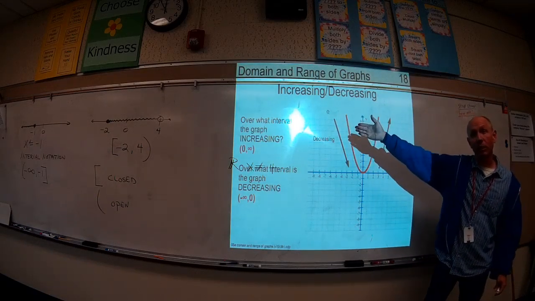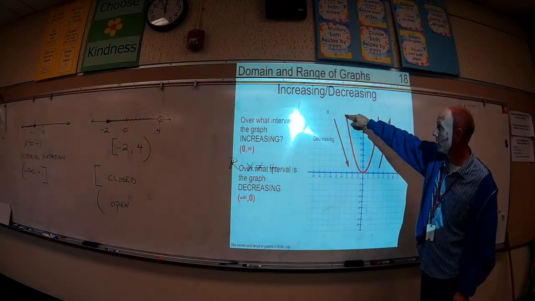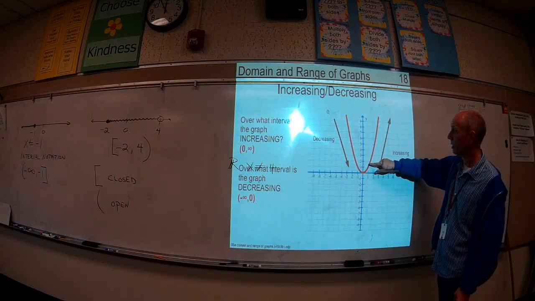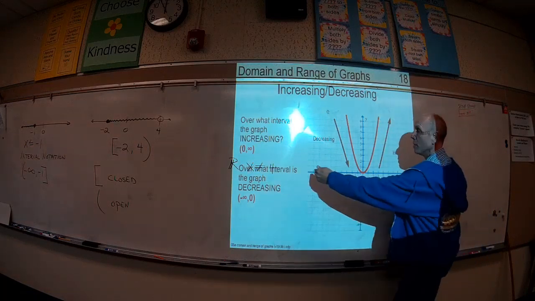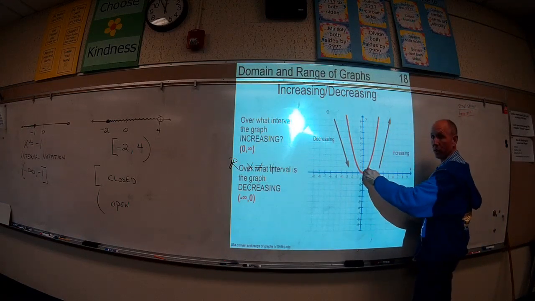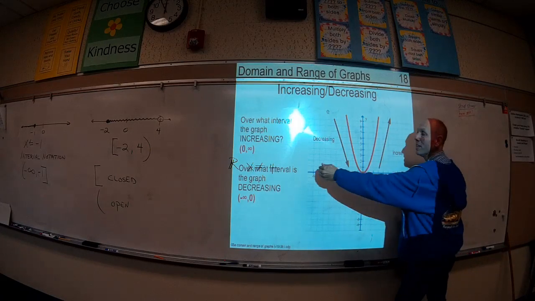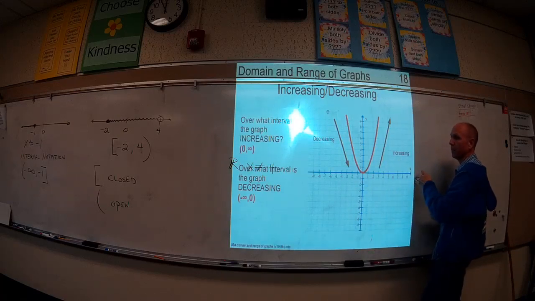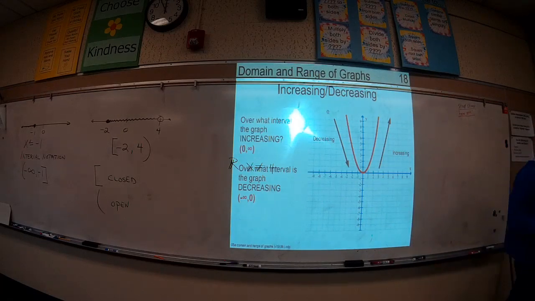We read a graph from left to right. So from here to here, as I read this, what's this graph doing? Decreasing, and what's it doing here? Increasing. From negative infinity to 0, it's decreasing. From 0 to positive infinity, it's increasing.